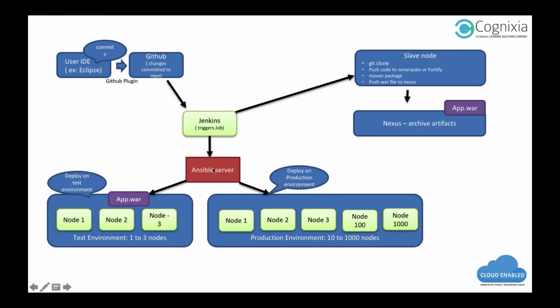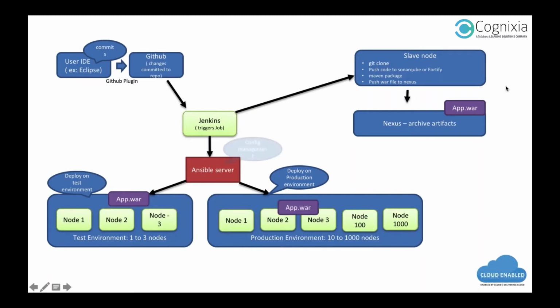Anything which is Ansible and below is called the ops part of DevOps. Anything which is Jenkins, which is above Ansible, like GitHub, slave node, and the Nexus, this is the dev part of DevOps. I hope you are clear now. Okay. Between, if you have any questions, please post them. I'll be happy to take them.